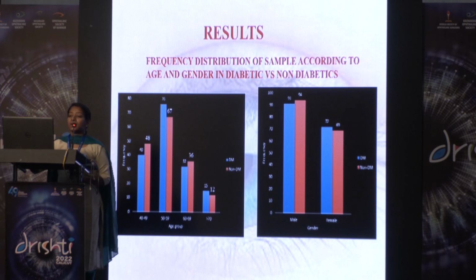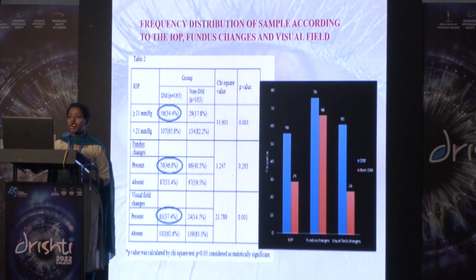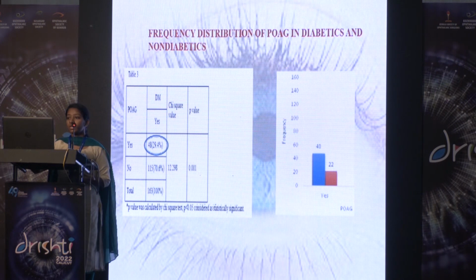The results were: frequency distribution of sample according to age and gender in diabetes and non-diabetes groups were almost comparable. Regarding IOP, fundus changes and visual field, more elevated IOP was seen in the diabetes group, fundus changes were also seen more in the diabetic group, and visual field changes also were seen more in the diabetic group than the non-diabetic group. Primary open angle glaucoma was seen more in diabetes, so it was more associated with the diabetic population.